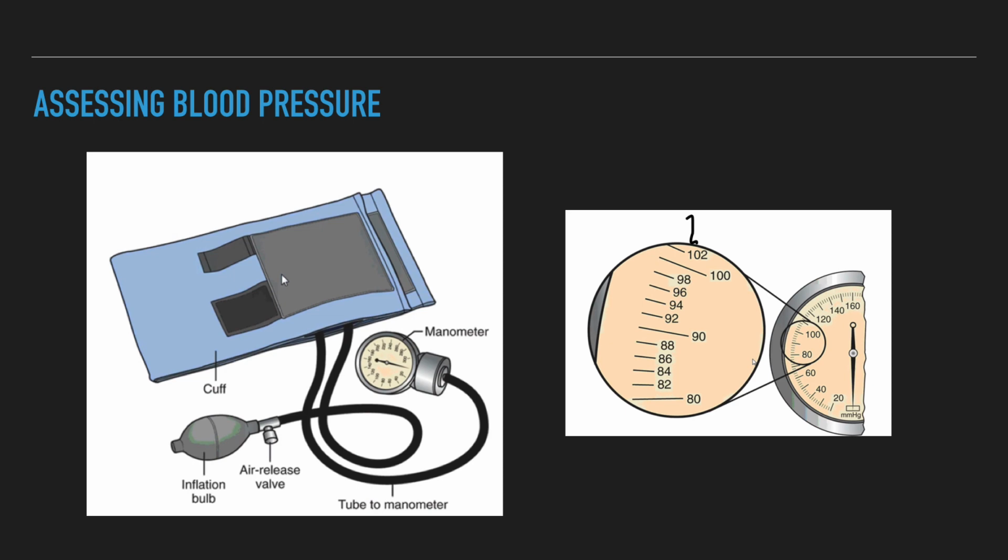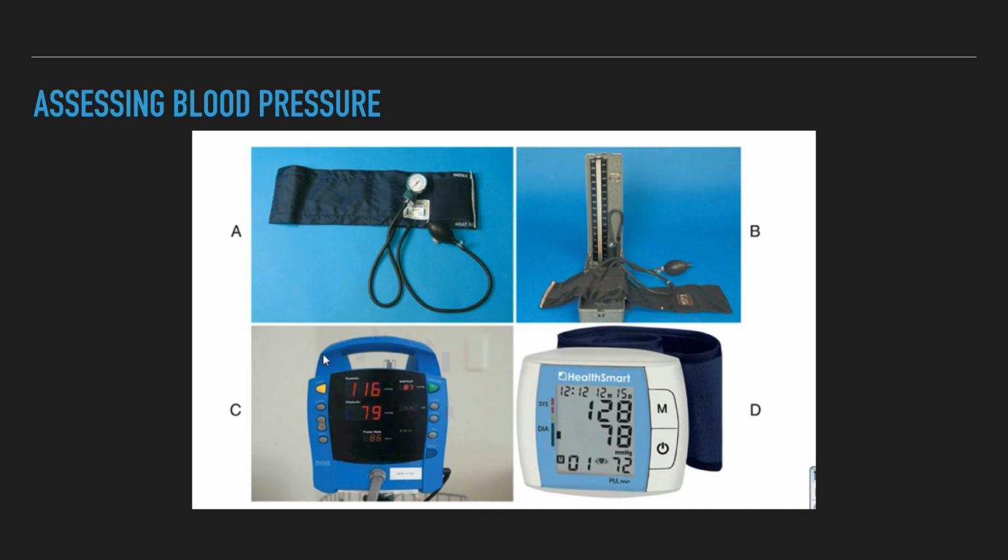The gravity mercury type has always been standard, but it is now being phased out in many healthcare settings because of environmental concerns. Aneroid manometers have a circular gauge marked in 2 mm increments. The pressure transmitted from the cuff causes movement of a metal bellows within the manometer, a movement indicated by a needle on the gauge. Aneroid manometers require yearly calibration with a properly functioning mercury manometer or other pressure standard.